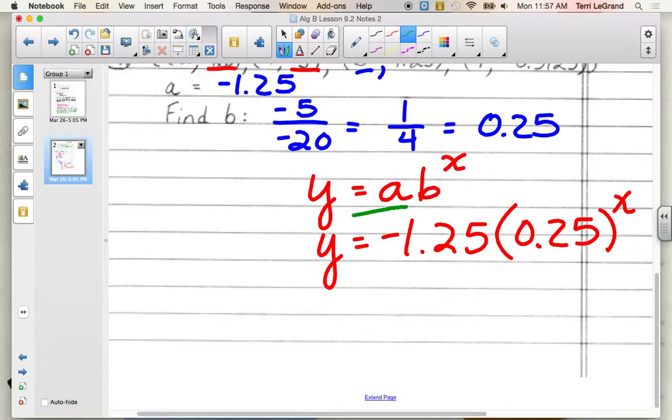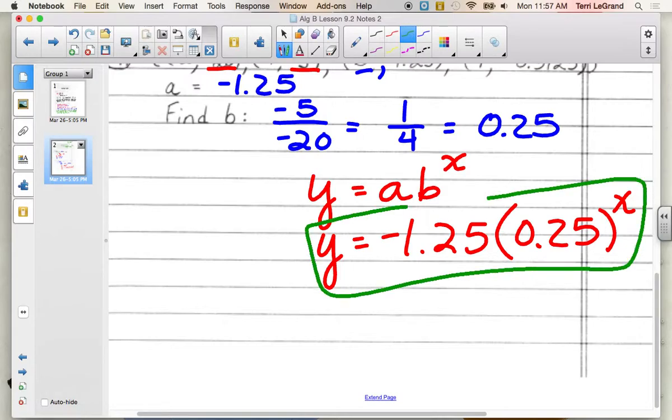So the reason that we wrote our constant ratio as a decimal is because the a value was a decimal. Typically, you'll see those kind of correspond. If the a value had been a fraction, then we would probably leave our constant ratio as a fraction too. Okay? Any questions?